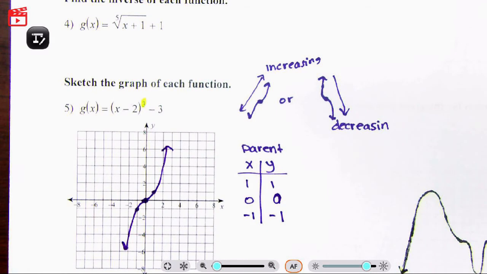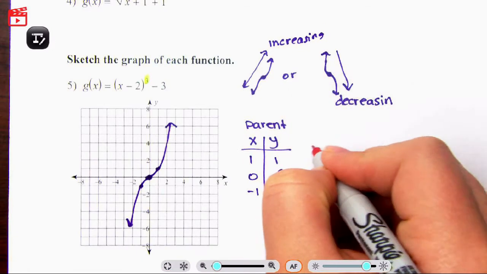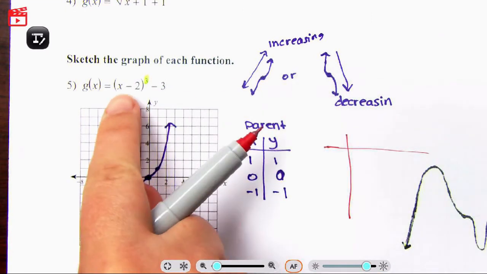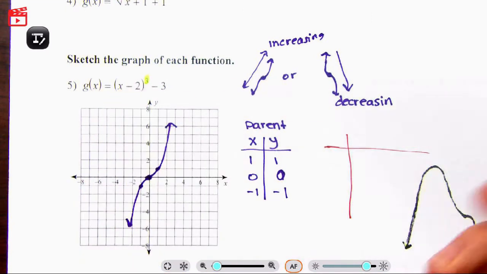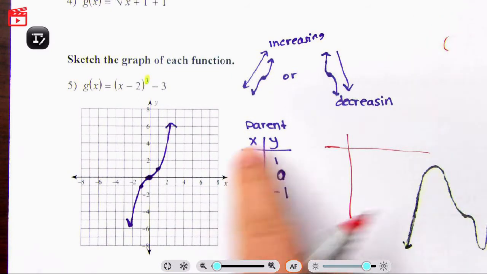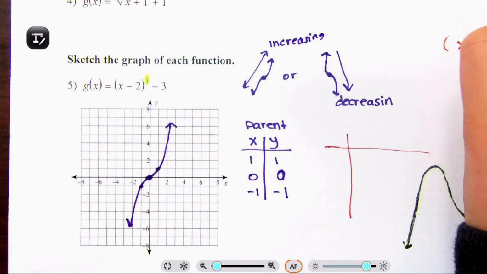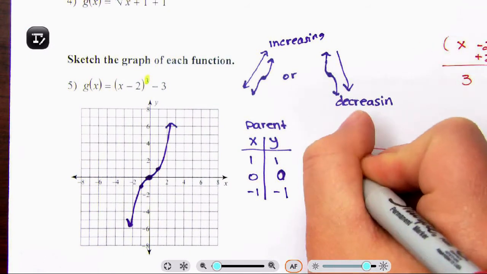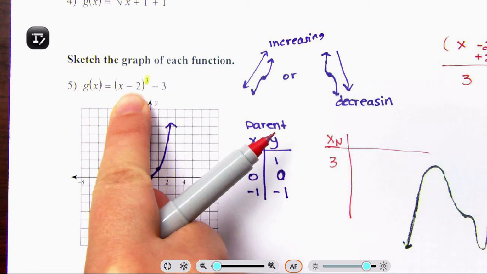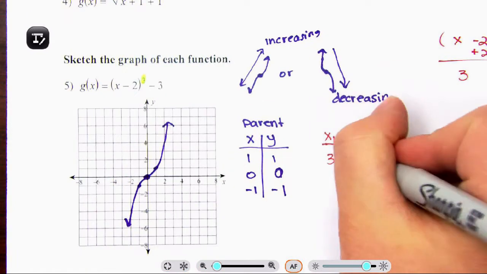Now we need to do some transformations and graph this one here. Now it is your choice what you want to do. You can plug and chug, but if you choose to plug and chug, then you have to make sure that you take really good values for x. For example, I want this bubble to be 1, that means my x has to be 3. So if x is 3, 3 minus 2 is 1, 1 cubed is still 1, 1 minus 3 is negative 2.